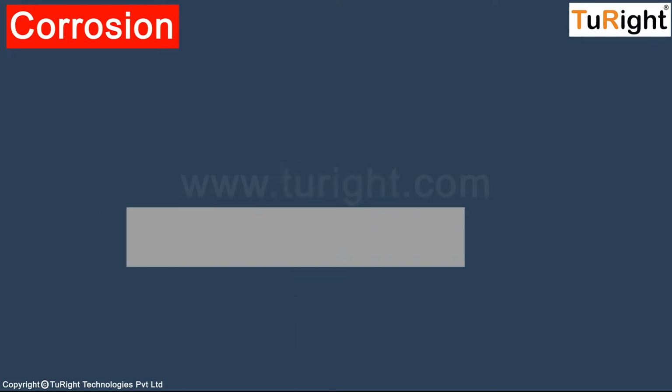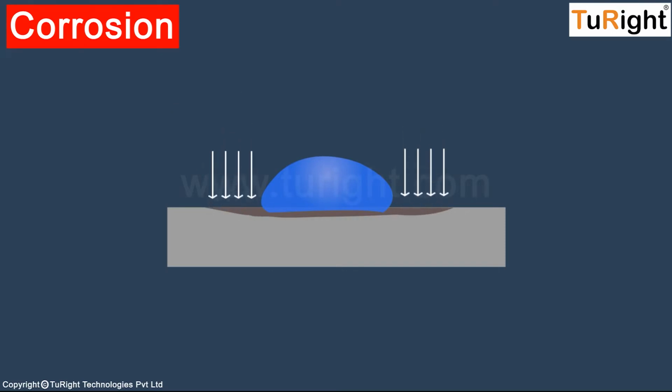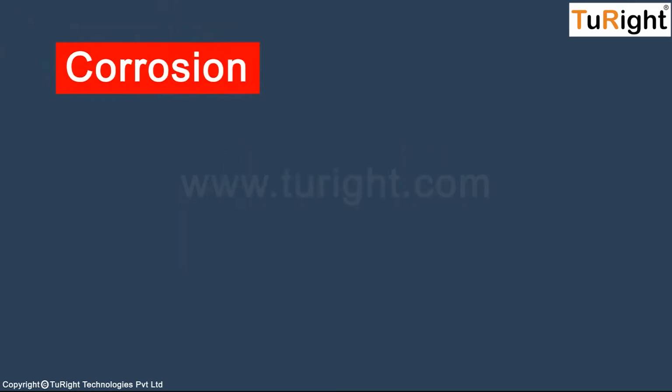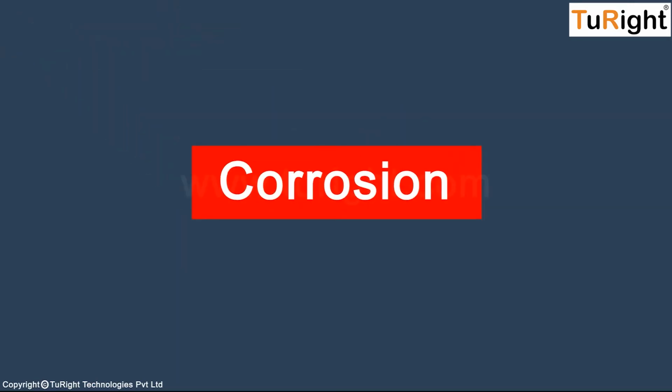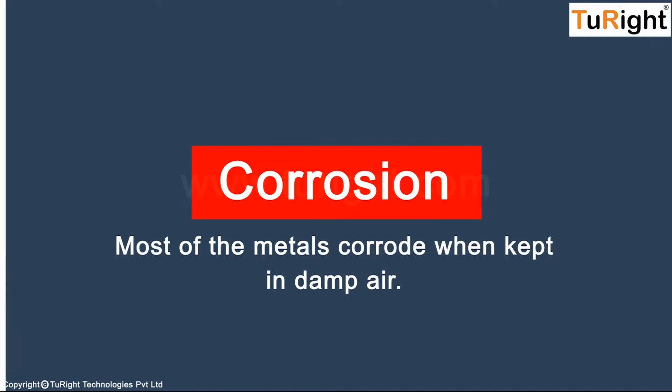In some metals like iron, these compounds are porous and gradually fall off from the surface, and then the metal underneath the surface is also attacked by these factors. So what did you understand about corrosion? The eating up of metals by the action of air, moisture or chemicals on the surface is called corrosion. Most of the metals corrode when kept in damp air.